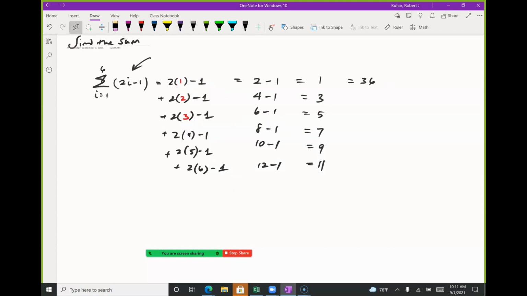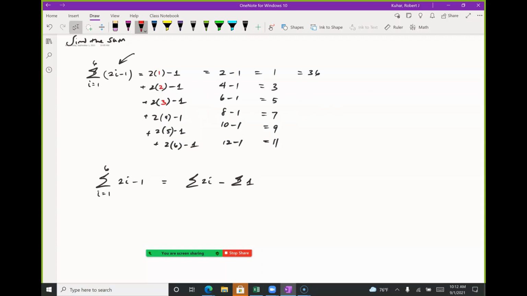Now, Grace was asking me, can you do that part again? So now let me do it the more sophisticated way. I know that the sum from i equals 1 to 6 of 2i minus 1 has got to be the sum of 2i minus the sum of 1. I'm getting a little bit lazy on my notation. I know I'm going from 1 to 6, I'm not going to keep writing it. But if I'm adding up 2 times something, can I add up the something and then multiply it by 2? Does that make sense to everybody?